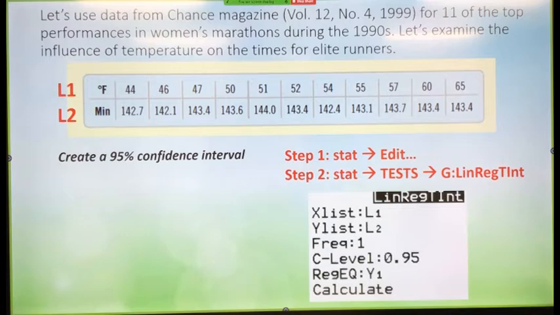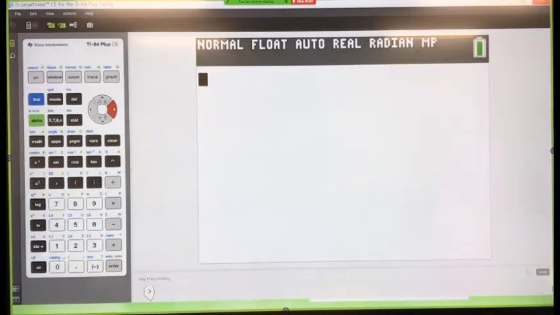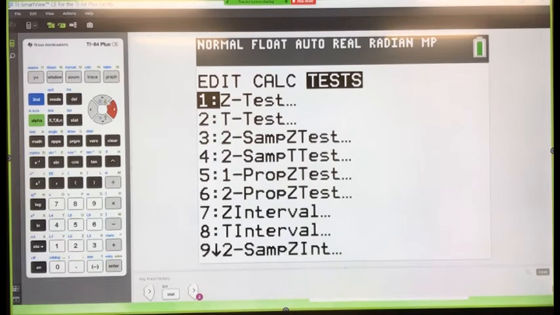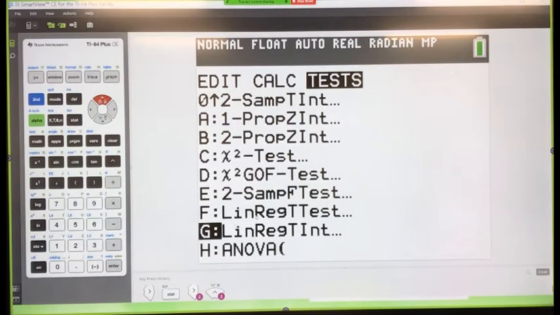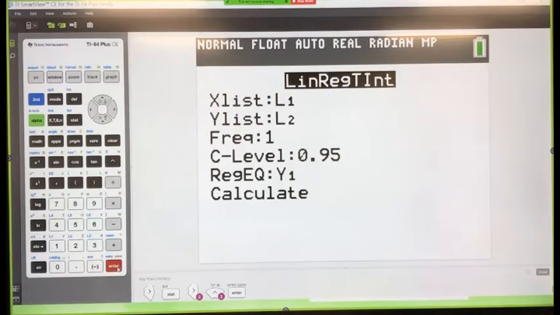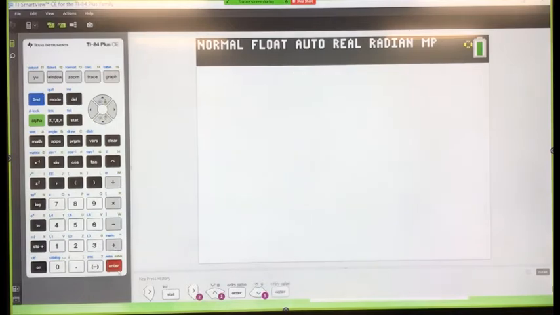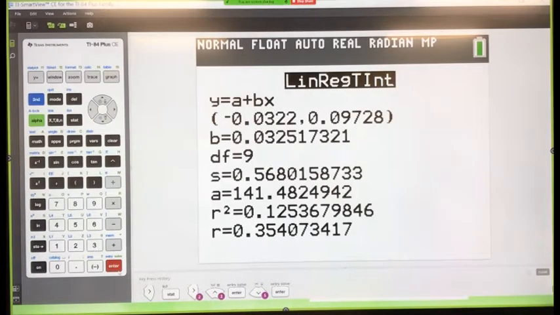Now let's try to find a 95% confidence interval. So you've already entered the data in the table. Now let's go to stats, test, and right below linear regression test, linear regression t-interval. Hit enter. Everything should remain the same. Again, you're given the option to input the regression line into y1. 0.95 for my 95% and go.